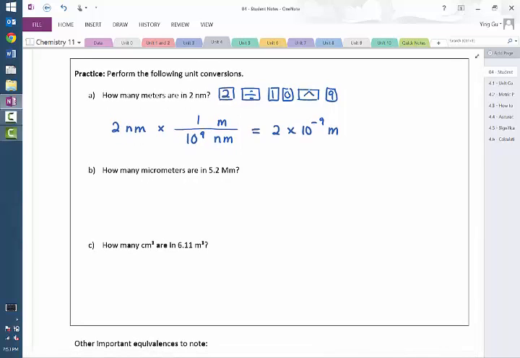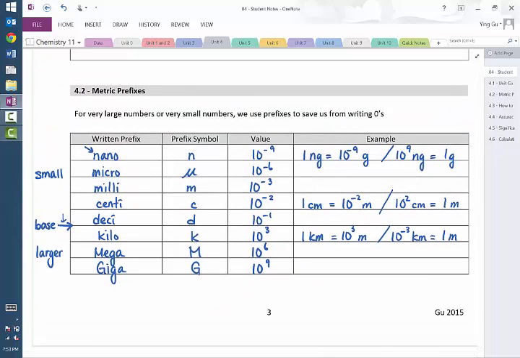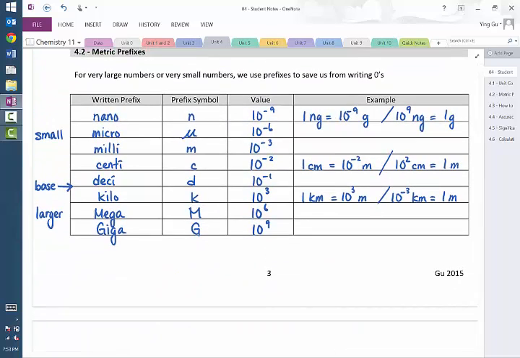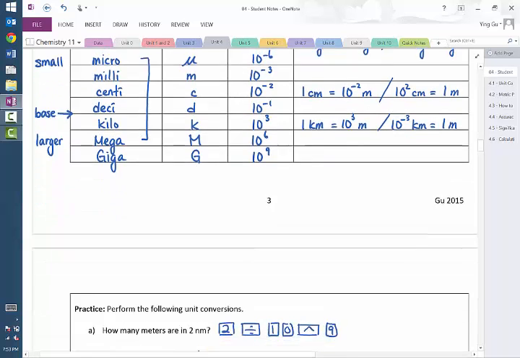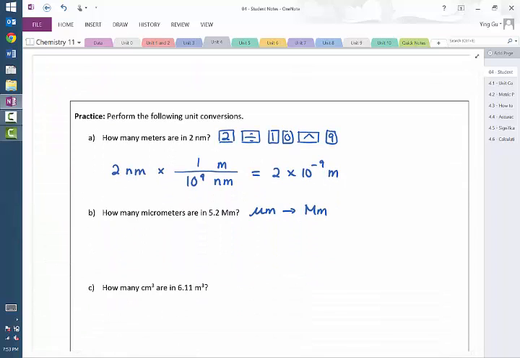Let's try another one. How many micrometers are in 5.2 megameters? Now here, we are trying to go from megameters into micrometers. From our chart, what we are doing here is we are trying to go from micro to mega. We are trying to make this jump here. Now, when you do the conversion factor, it may be very confusing to you how many factors of 10 are in between micro and mega. So an easier way to approach this problem is to break it down. Let's go from micrometers to meters, then go from meters to megameters.